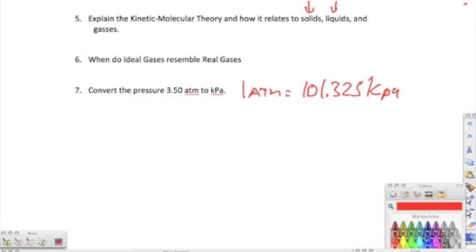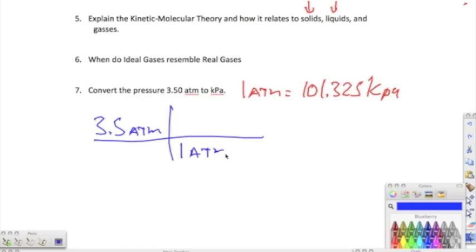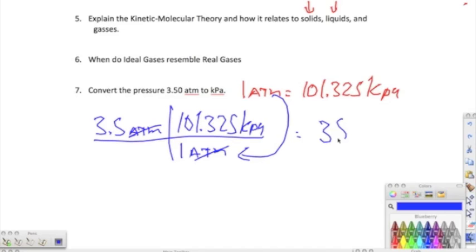Remember, we always start with what the problem gives us. It gives us 3.5 atmospheres. We set it up. Atmospheres go on the bottom, so we put 1 atmosphere on the bottom. Got that from right there. We put our 101.325 kilopascals on the top. See the units cancel, and we multiply it out, and we should get an answer right around 354.55 kilopascals.